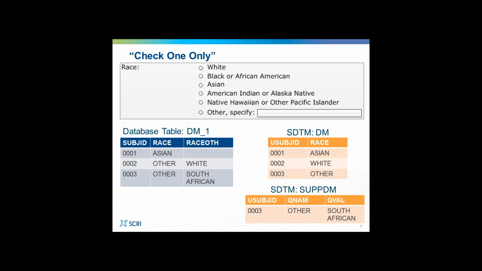For patient 2, although the race is other and the race other says white, really you need to map it to the DM domain as white and not other there, because this is part of the data cleaning you need to do. For the third patient, the other South African, what you do is for the race, you need to map the other, and then the race other, you need to make sure you put in supplemental qualifier, and the QVAL will capture the South African value there.